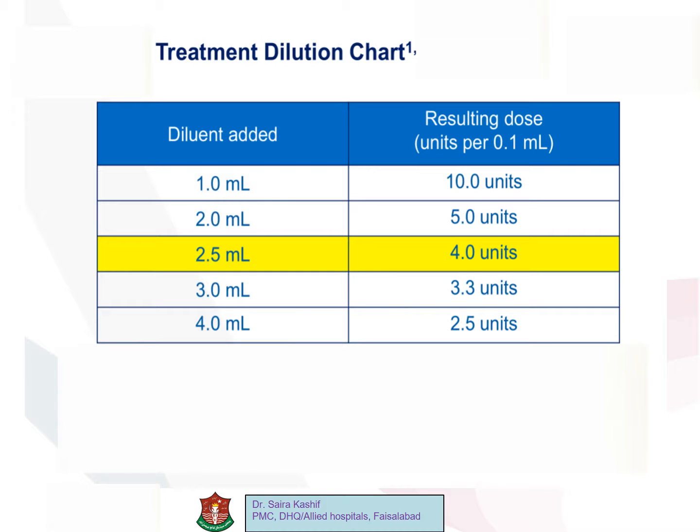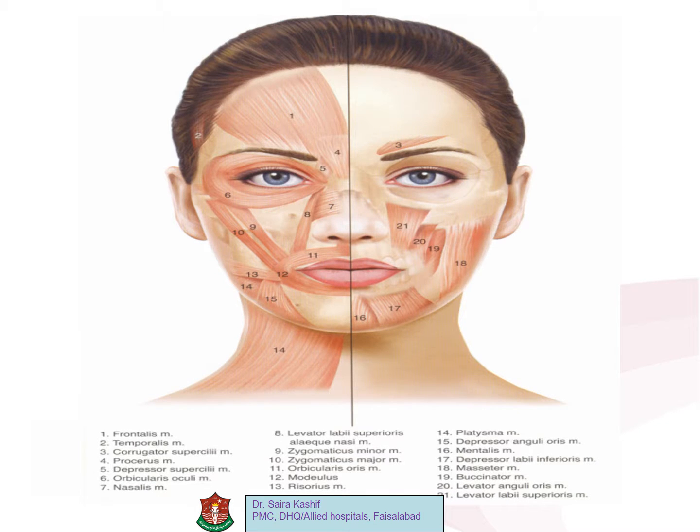Now, how to prepare the injection? We can use the dilution of various strengths, but most commonly we use the 2.5 ml. Usually we use the insulin syringe, which is of 1 ml. If we dilute the Botox vial of 100 units with 2.5 ml of the normal saline, each 0.1 ml of the insulin syringe will deliver the 4 units of the botulinum toxin A. It is very important, as you need to know how many units you are going to inject at a particular site. So, you must know the anatomy.